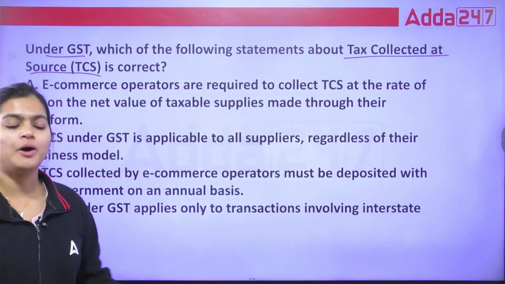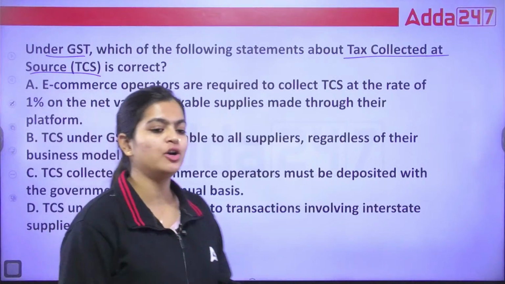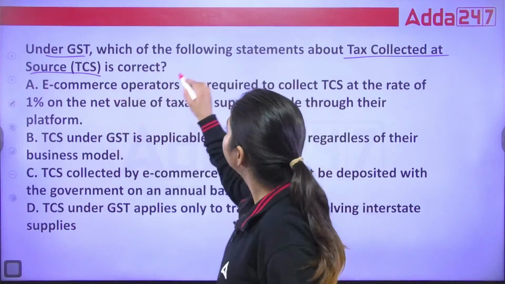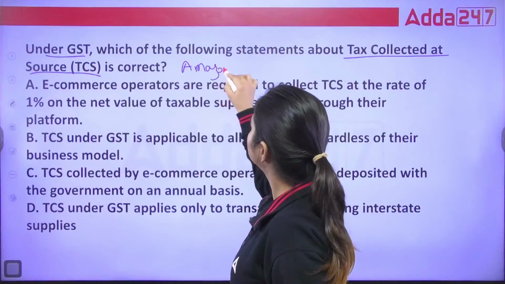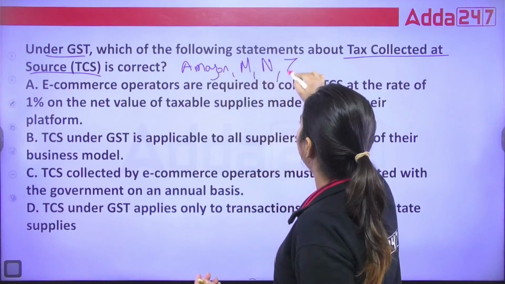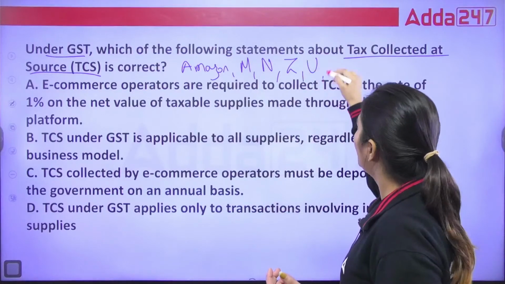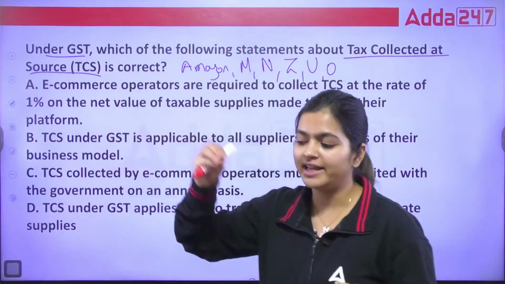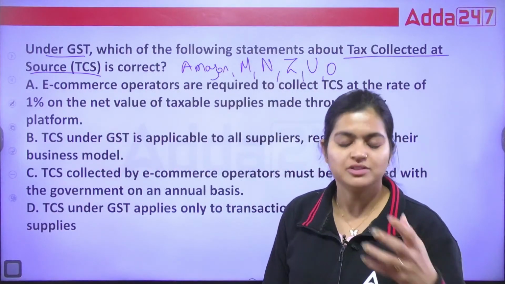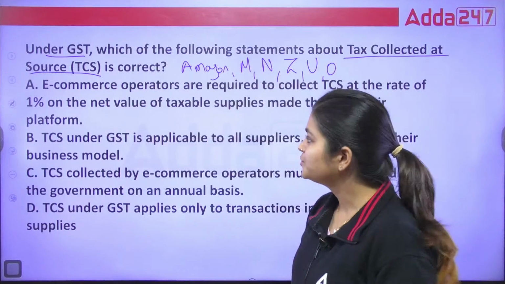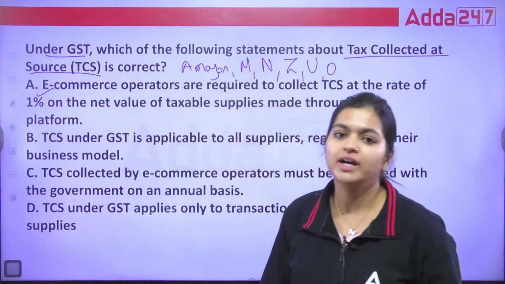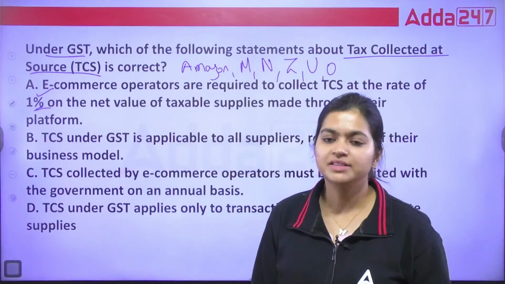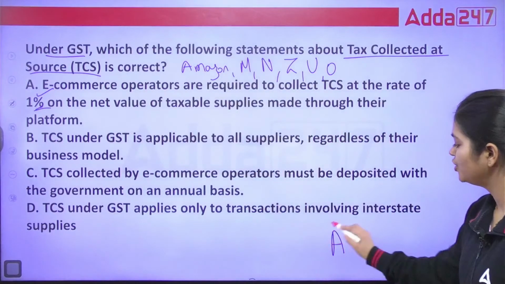Under GST, if we talk about TCS, that TCS talks about whenever you are seeing any e-commerce. What are e-commerce operators? Like your Amazon, Myntra, Nykaa, Zomato, Uber, Ola, all these are your e-commerce operators. So whenever they are present in any transaction, they need to deduct the TCS, means they need to collect the TCS. So as per this, the first option is your correct option. And the rate of the TCS amount is 1%. Okay, so the correct answer of this particular question is your option A.